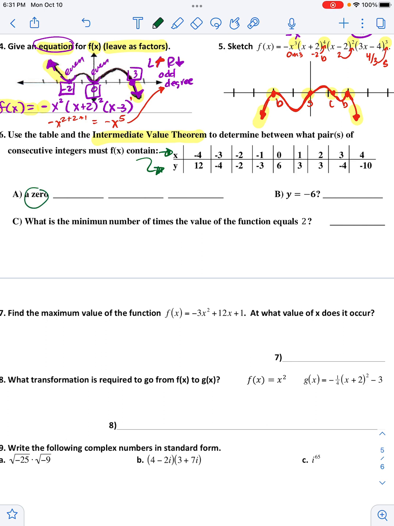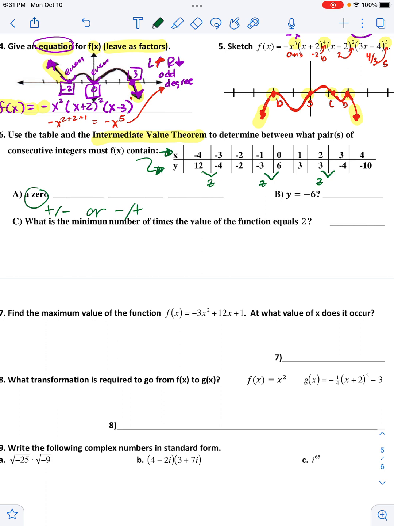A 0, my friends, means that y changes from positive to negative or negative to positive, because in order to do so, you have to cross through 0. So as I look, it goes from 12 down to negative 4. It must pass 0. Then here it goes from negative 3 to positive 6. It must pass 0. Then there's a change in sign between these two y's, so it must pass 0 again.